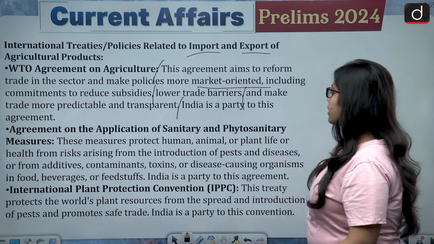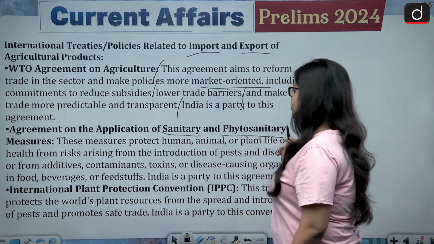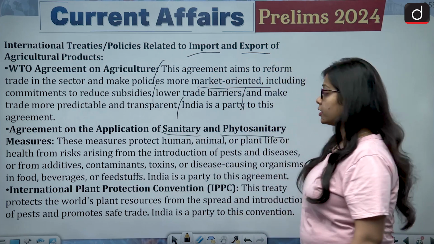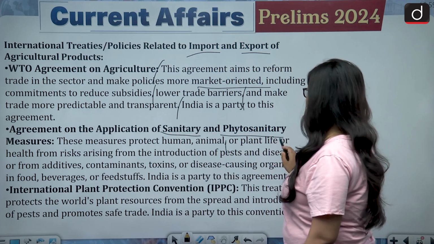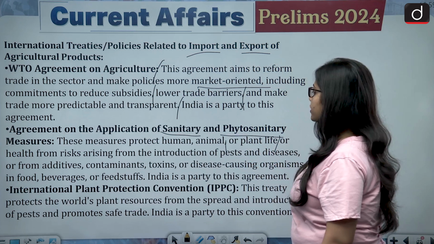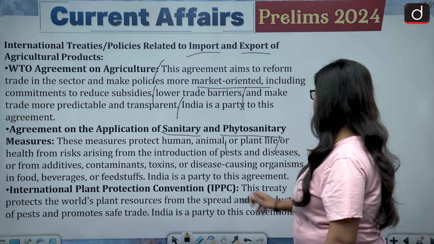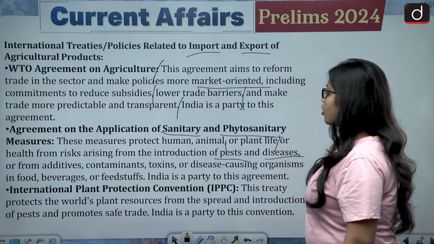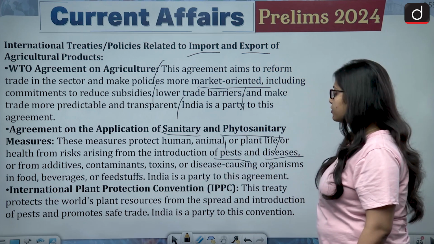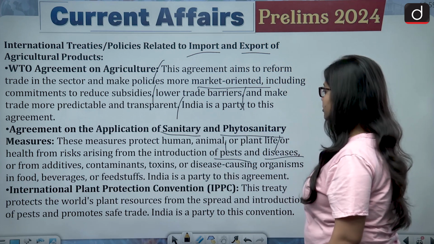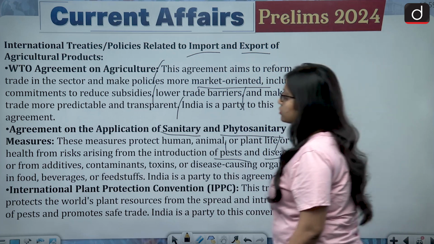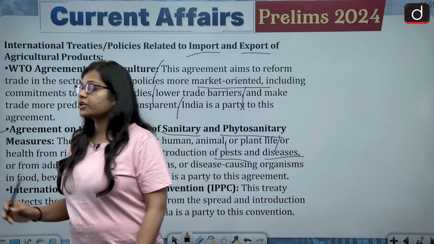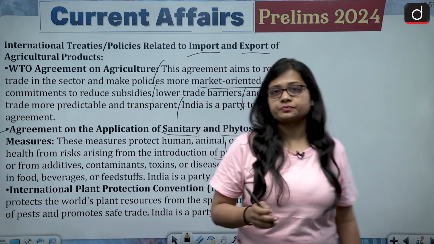Then the Agreement on the Application of Sanitary and Phytosanitary Measures. These measures protect human, animal or plant life or health from risk arising from the introduction of pests and diseases, or from additives, contaminants, toxins or disease causing organisms in food, beverage or feedstuff. India is also a party to the Sanitary and Phytosanitary Measures agreement.